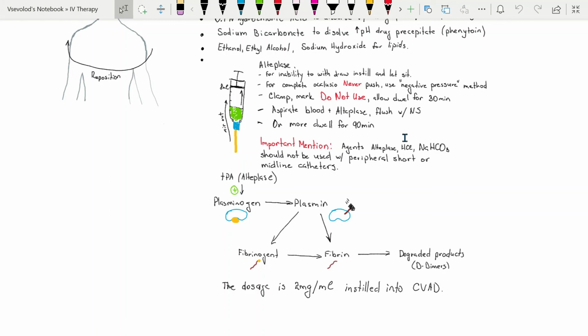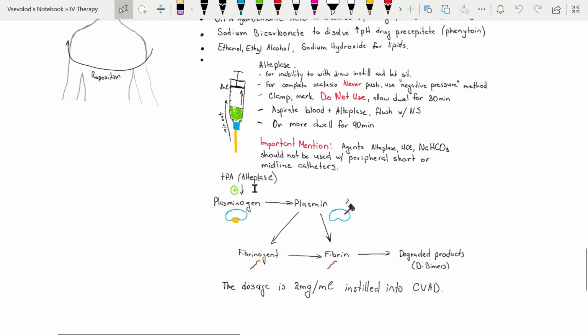So, an important thing to mention: agents such as alteplase, hydrochloric acid, and bicarbonate should not be used with short peripherally inserted catheters or midline catheters. So do not use these agents with simple IVs.